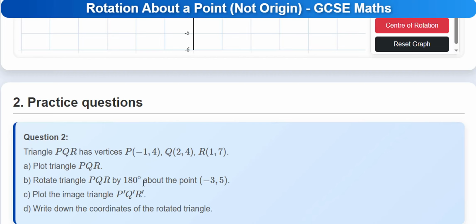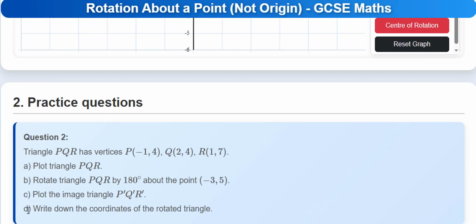In this example, you are told a triangle PQR has the vertices P is negative 1, 4, Q is 2, 4, and then R is 1, 7. Then, of course, plot the triangle. So this one we also need to plot in the Cartesian plane. Then rotate triangle PQR by 180 degrees about the point negative 3, 5. So the center of rotation is negative 3, 5. Then plot the image of triangle PQR. And of course, write down the coordinates of the rotated triangle.